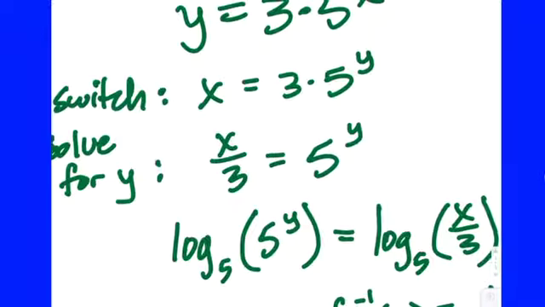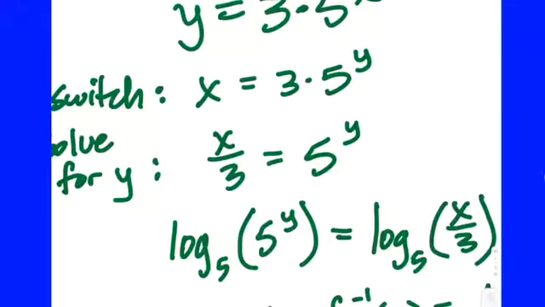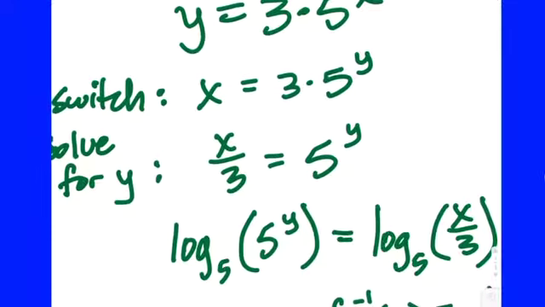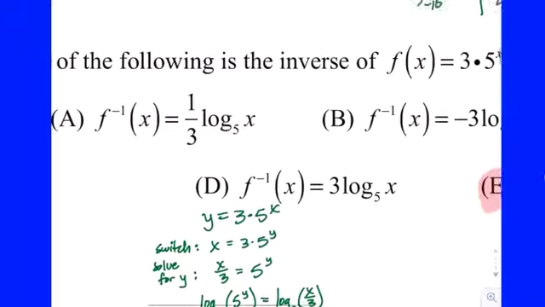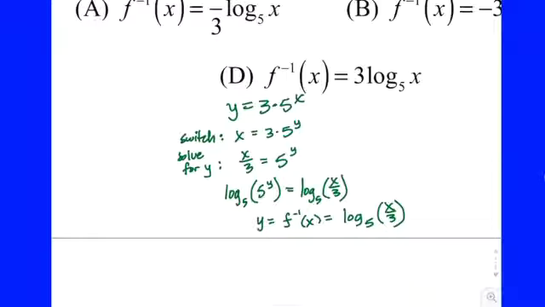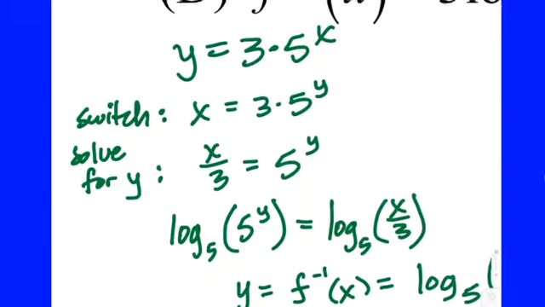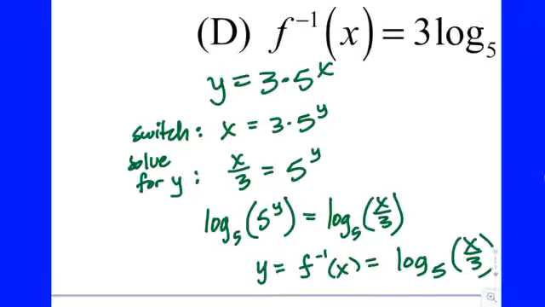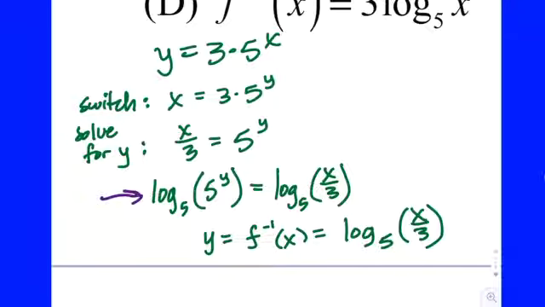And then this is where some people got stuck, right? You could take the log of any base of both sides, but if you notice, your answer choices are all base 5, which is the logical choice because it's exponential base 5. So if you take the log base 5 of both sides, this is what it looks like. And of course, on the left, log base 5 of 5 to the y's power becomes y. And on the right, we're just left with log base 5 of x thirds.